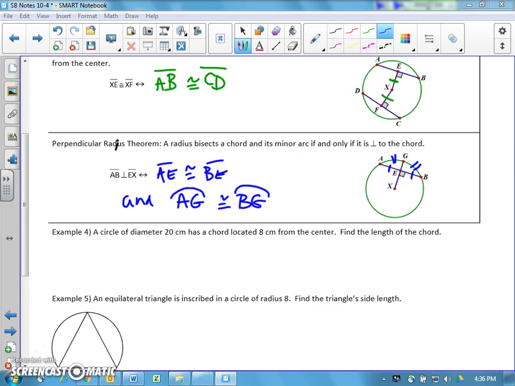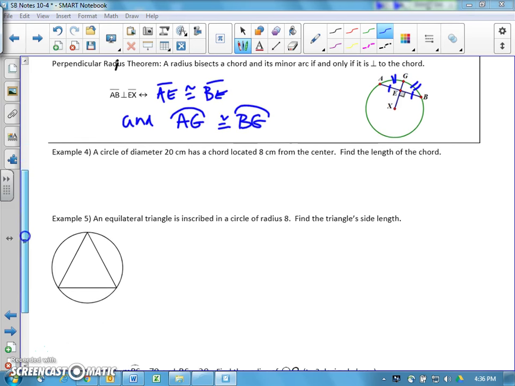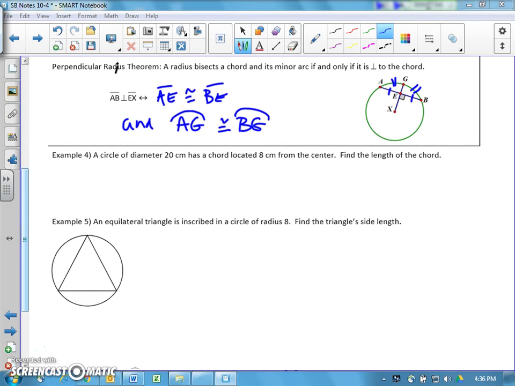So let's look at example 4. They tell us that a circle with diameter of 20 centimeters has a chord located 8 centimeters from the center. Remember that distance has to be the shortest distance. To be the shortest distance, it has to be perpendicular. We want to find the length of the chord. So let's sketch the situation here.